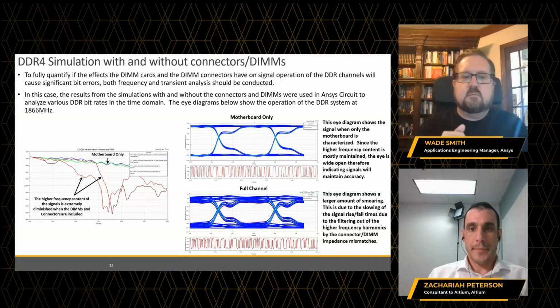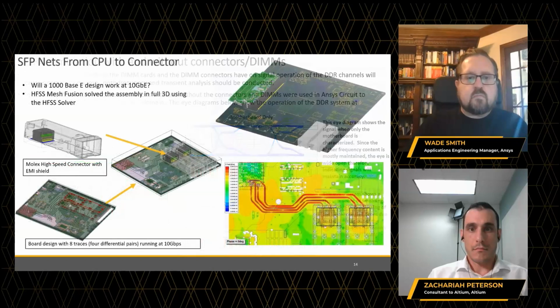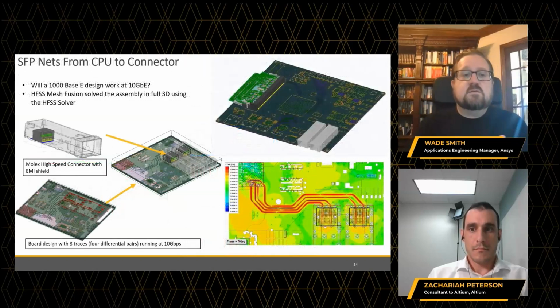And the reason for that can be seen on the left-hand side of the insertion loss plot that I'm showing here. You can see that as we add the connectors and the DIMMs into this case, we filter out a lot of the higher order harmonics, which is essentially what's affecting that eye diagram and why we see the smearing going on.